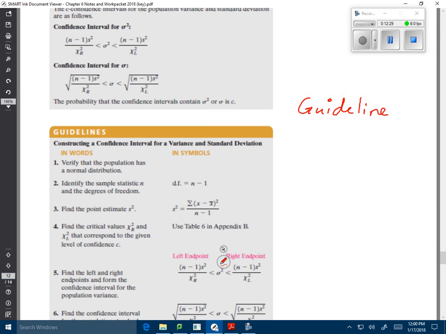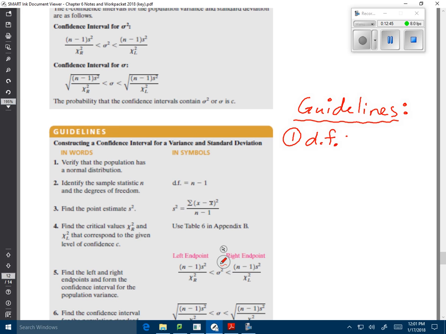When we do an example, we're just going to follow right along with the guidelines. The first thing you're going to have to do is degrees of freedom, which is n minus 1. If you say, I don't know what the mean is, well, you don't need to know the mean, because we're finding the confidence interval for the variance and standard deviation. Second step is s squared, which is the variance, or the standard deviation squared.